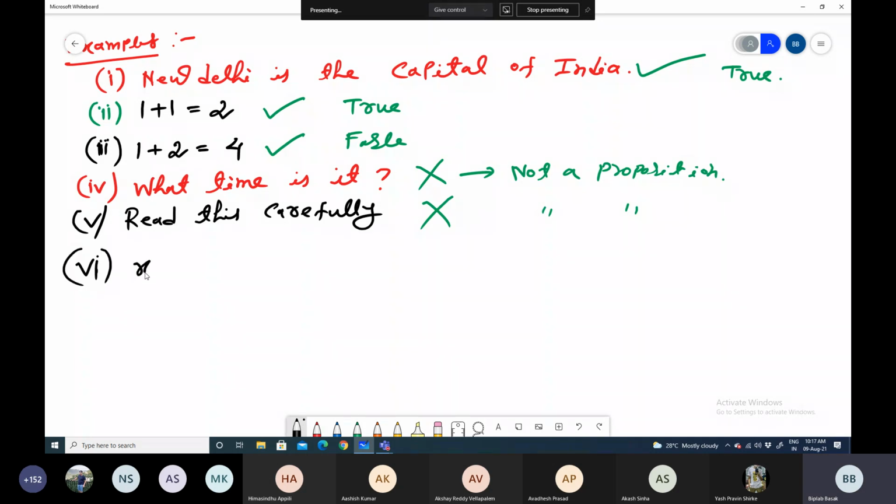Now what if I write x plus 1 equal to 2? Is this a proposition? No. It is declaring a fact, that is fine, but the problem is that we cannot say whether it is true or false, because it totally depends on x. We do not know what x is. So this is a declarative sentence, but we cannot determine whether it is true or false, and therefore this is not a proposition.